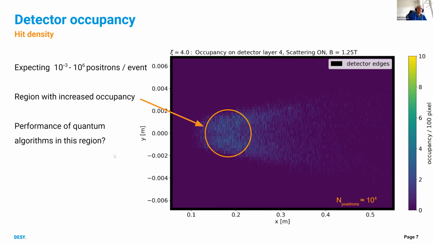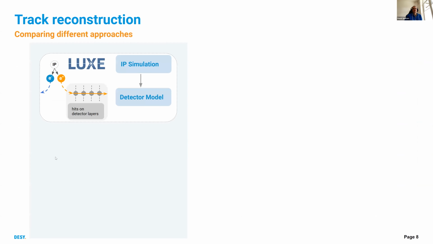I continue now with an overview of the approaches we are using, and we compare 3 different ones. First, a quantum algorithm, then a graph neural network, and also a conventional track reconstruction method.